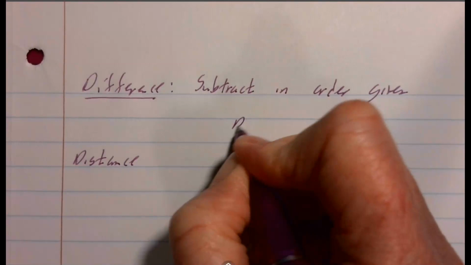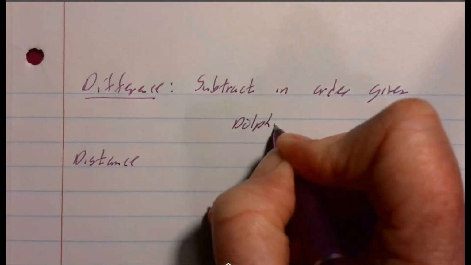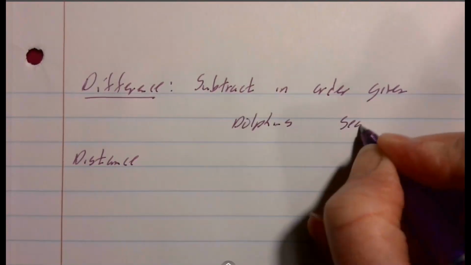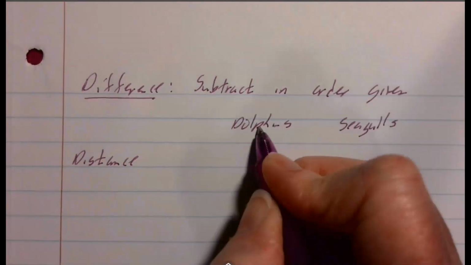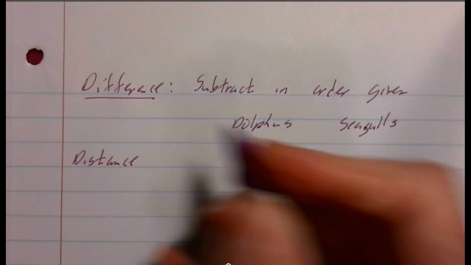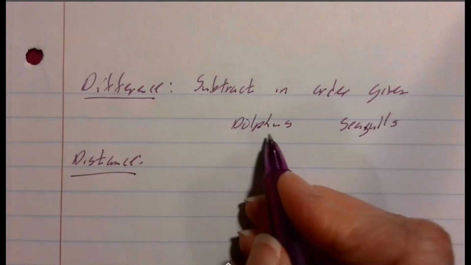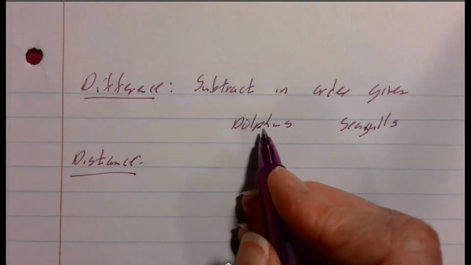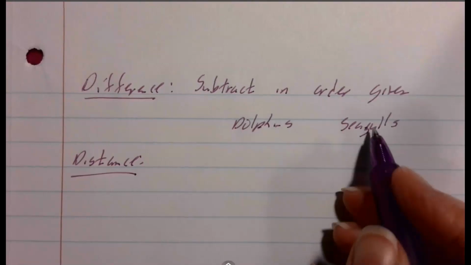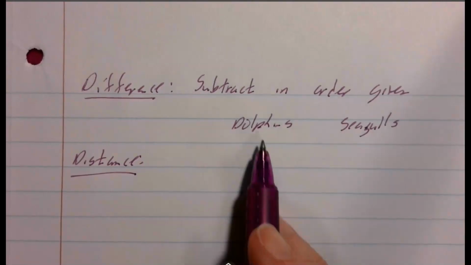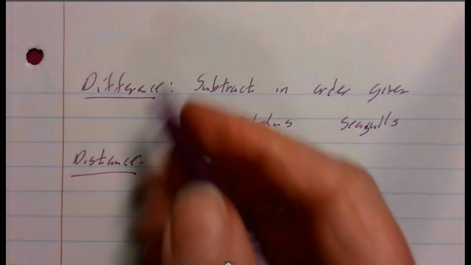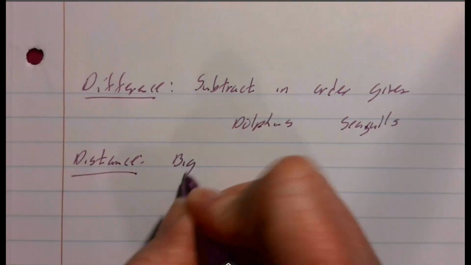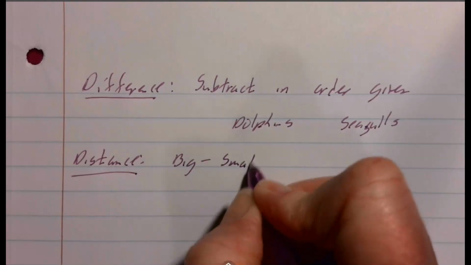So if it says dolphins and then seagulls, I take dolphins minus seagulls. Now distance, on the other hand, and dolphins are going to be below sea level, so that's going to be a negative number. Seagulls are going to be above. But it doesn't matter. With difference, I subtract in the order that is given. For distance, I subtract big minus small.